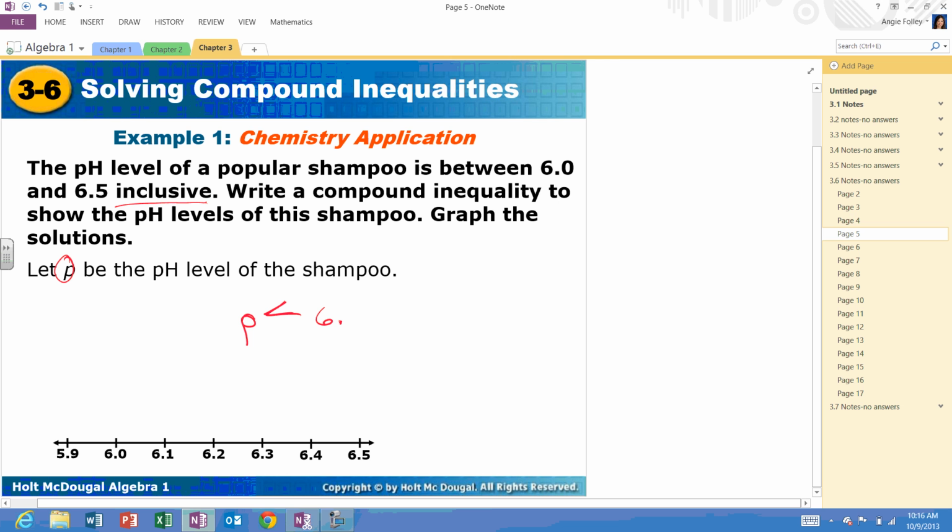However, the word inclusive means we're including those numbers. And then on the other end, it says it needs to be bigger than 6. So 6 is over here, and P needs to be bigger than or equal to 6. So to graph this, I'm going to draw closed circles at both of my endpoints. And then it's everything in between them.